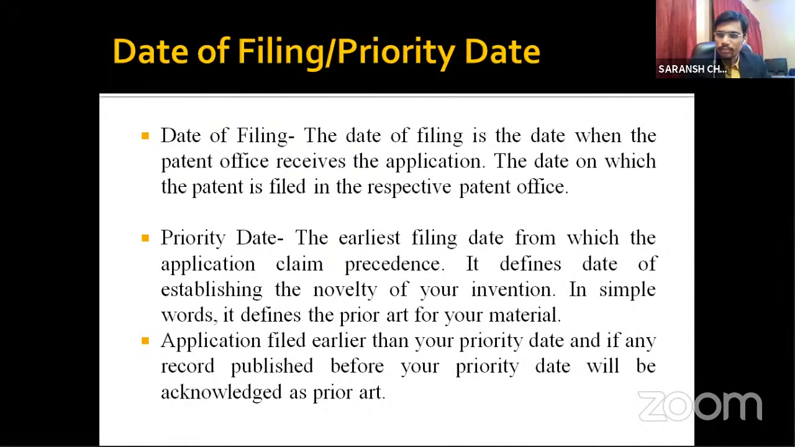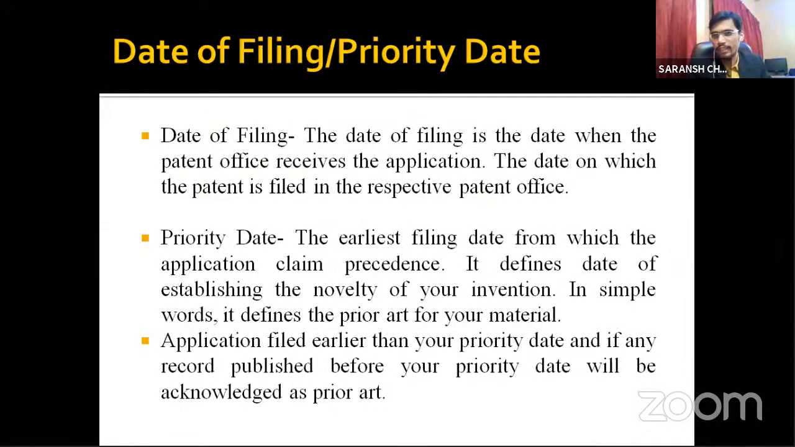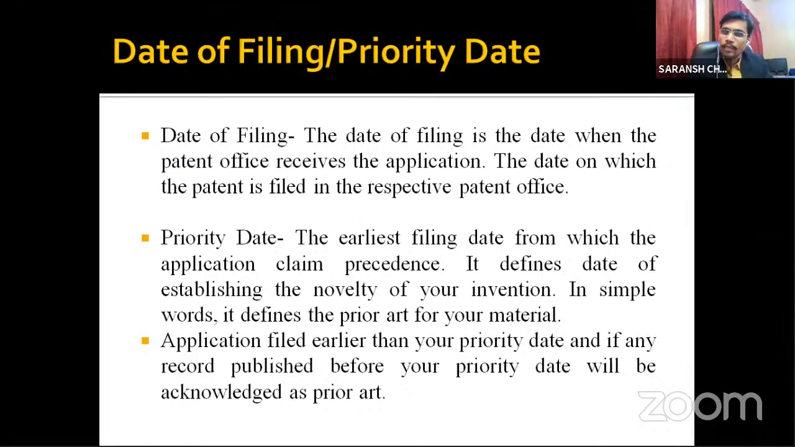Now let's say you file another application that is based upon this application only, which you filed on 1st January. In that, there will also be a date of filing, but in that date of filing, you will claim your priority date on 1st January. It means your priority date is the date which defines your establishing the novelty of your invention.